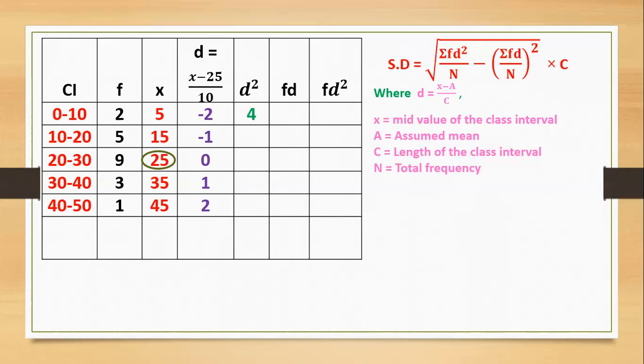Next, d square. Minus 2 the whole square equal to 4, and minus 1 the whole square equal to plus 1, and 0 square equal to 0, 1 square equal to 1, and 2 square equal to 4.